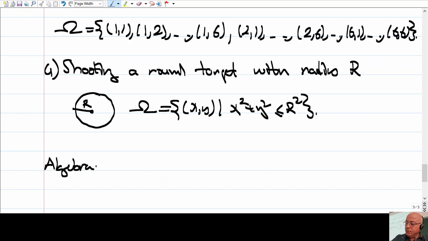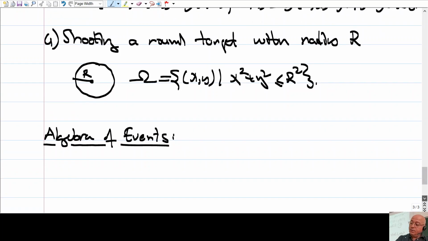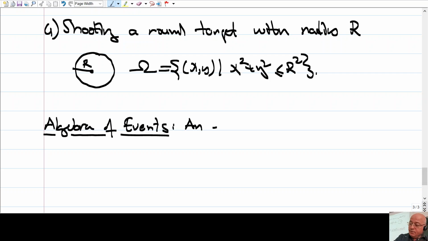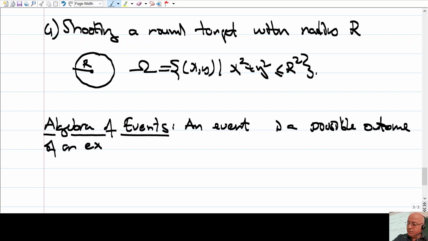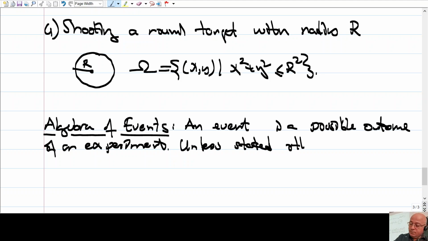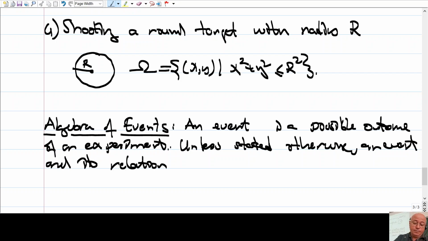The other concept we will be dealing with is the algebra of events. An event is a possible outcome of an experiment, unless stated otherwise. An event and its relation.